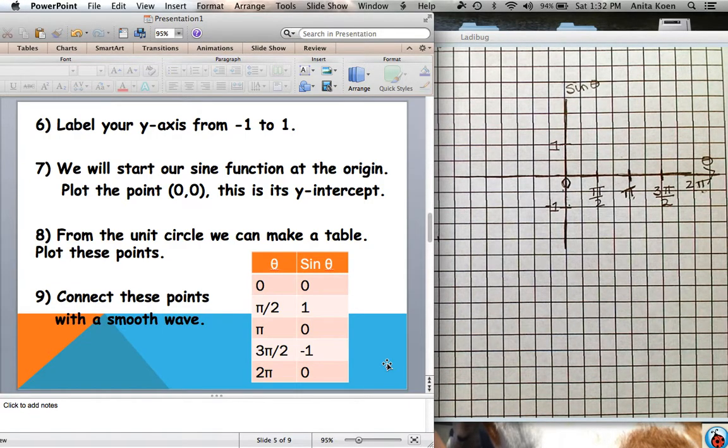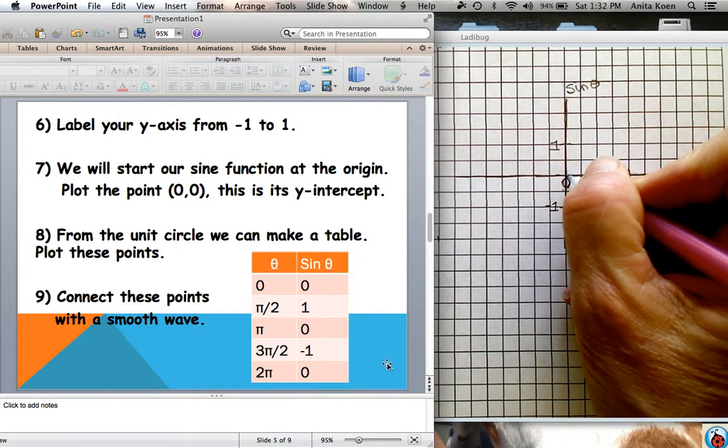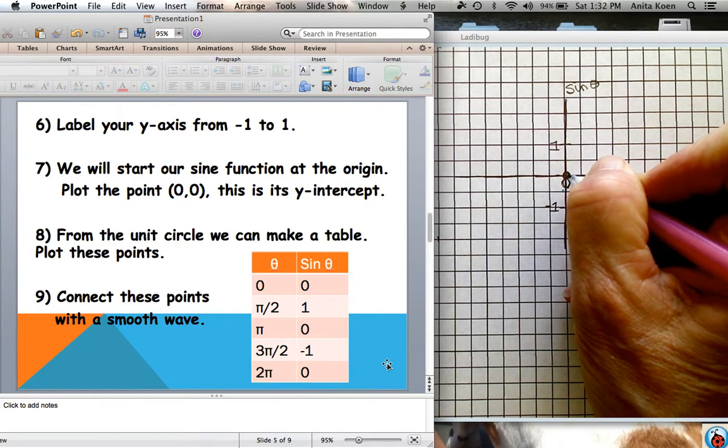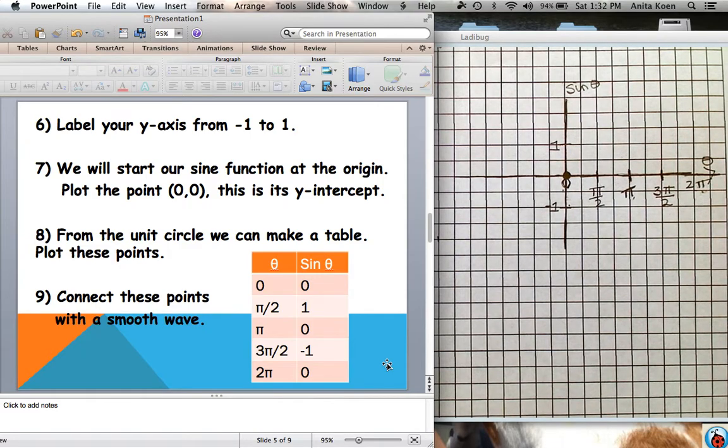And then I'm going to begin graphing my sine function. I'm always going to remember that the y-intercept of my sine function is (0, 0). And I can also look at my unit circle and see that the sine of 0 is 0.